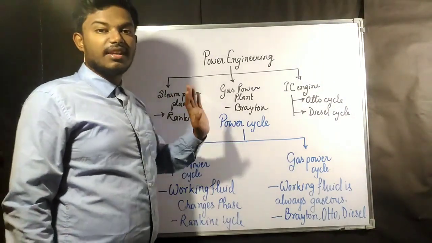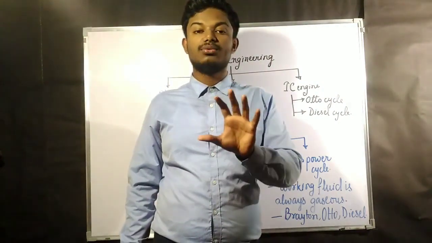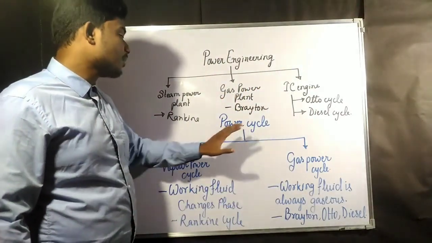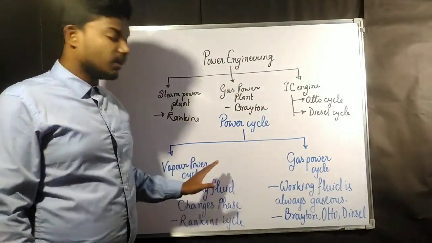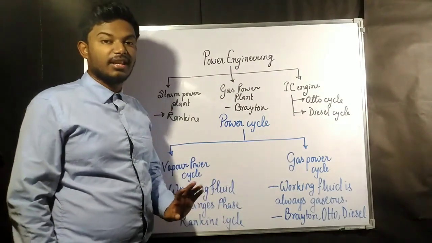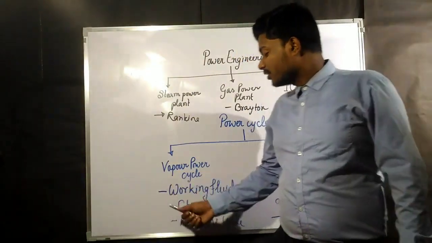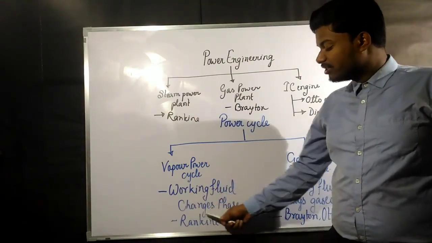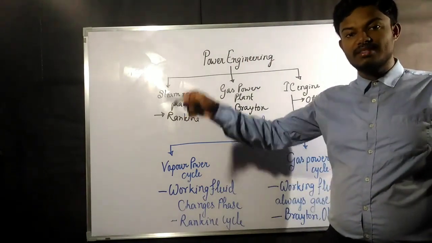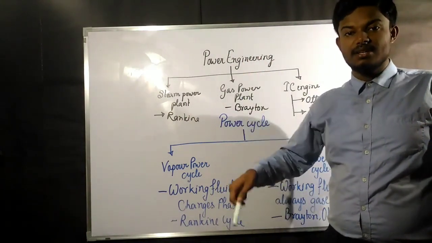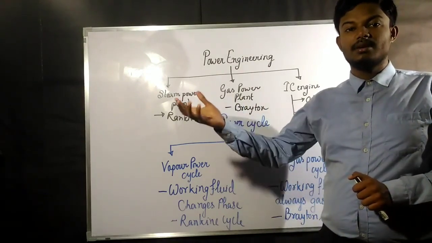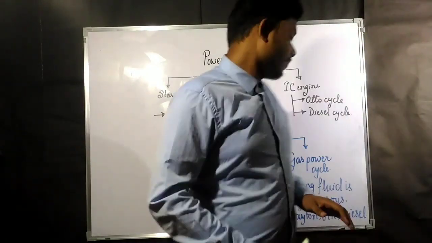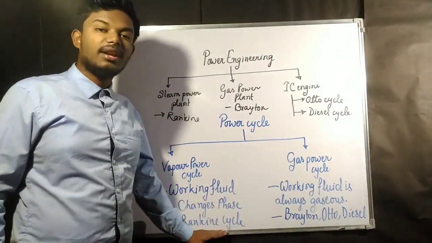So what is a power cycle? This is a cycle in thermodynamics which gives us work at the expense of heat. This power cycle is divided into two other parts: steam power cycle and gas power cycle. In a steam power cycle, the working fluid changes phase. As I have told you earlier, the working fluid changes its state throughout the cycle, meaning liquid becomes gaseous and gaseous again becomes liquid. An example of this vapor power cycle is the Rankine cycle.